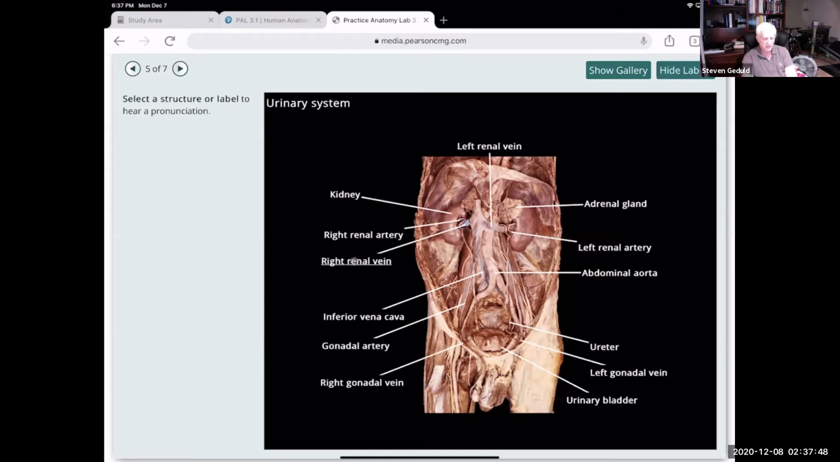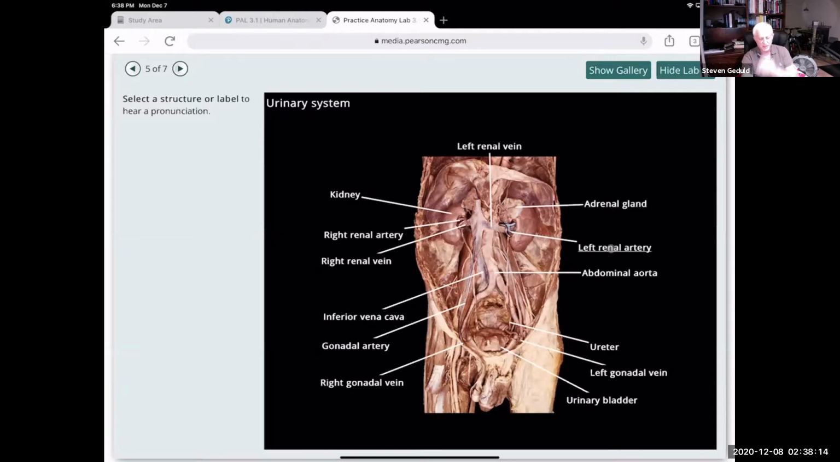Then you have your inferior vena cava, which is kind of bluish color that runs alongside the aorta. You got your gonadal artery coming down through the inguinal canal. Okay. And you got your right gonadal vein running right alongside of it. You got the adrenal glands on top of the kidneys. You can see each one. Okay, those are your suprarenal glands or adrenal glands. You have your left renal artery.